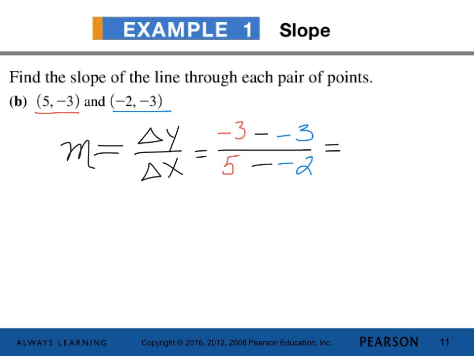So we have -3 minus -3, which is 0. And 5 minus -2 is 7. And so our slope here is actually 0.